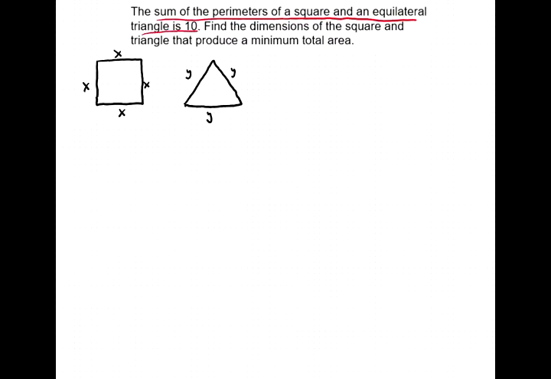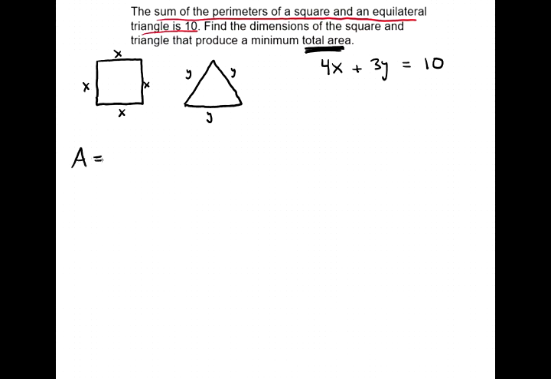And the sum of the perimeters of a square and equilateral triangle is 10. So what does that tell us? That tells us that the perimeter of the square, which is 4x, plus the perimeter of the equilateral triangle, which is 3y, the sum of these is equal to 10. Now we want to find the dimensions of the square and the equilateral triangle that produce a minimum total area. So we need an equation for area.